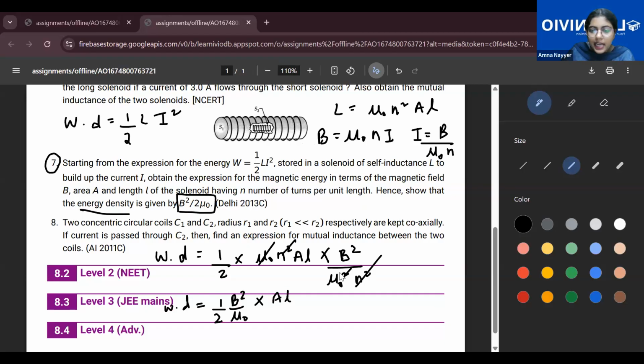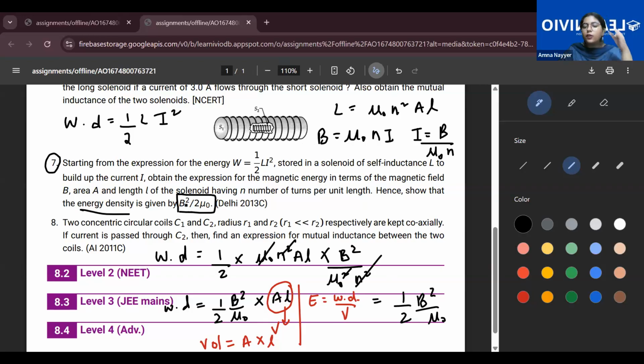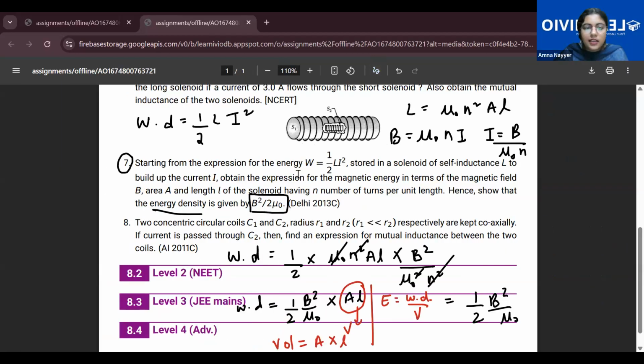Now, what is this AL equal to? AL is nothing but the volume, right? We know volume is equal to area into the length. And we know one more thing, the energy density is also equal to the work done per unit volume. If I shift the term volume here, what will I get? Volume is down, so I just get half B square by mu naught. This is B square by 2 mu naught. This also came once, that's why this is an important question.